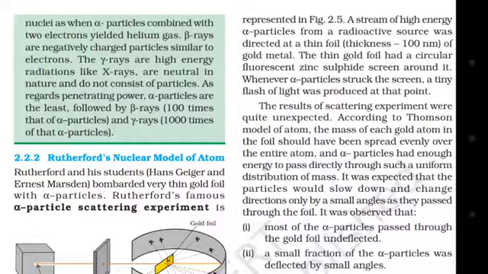Beta rays are negatively charged particles similar to electrons. The gamma rays are very high energy radiations like X-rays, are neutral in nature, and do not consist of particles. As regards penetrating power, alpha particles are the least, followed by beta rays at 100 times that of alpha particles, and gamma rays at 1000 times that of alpha particles.